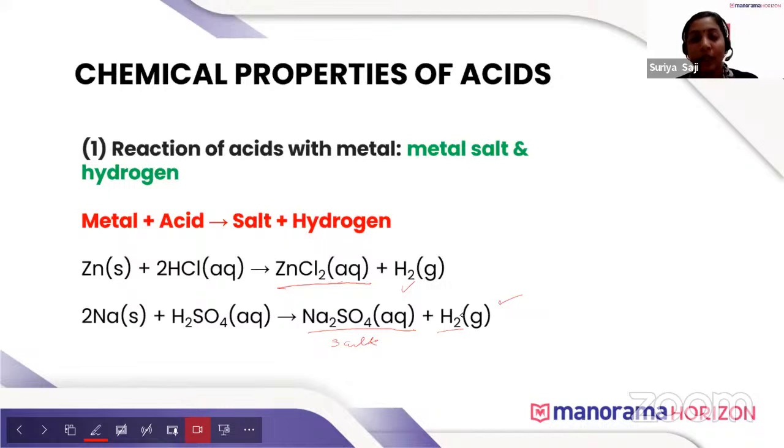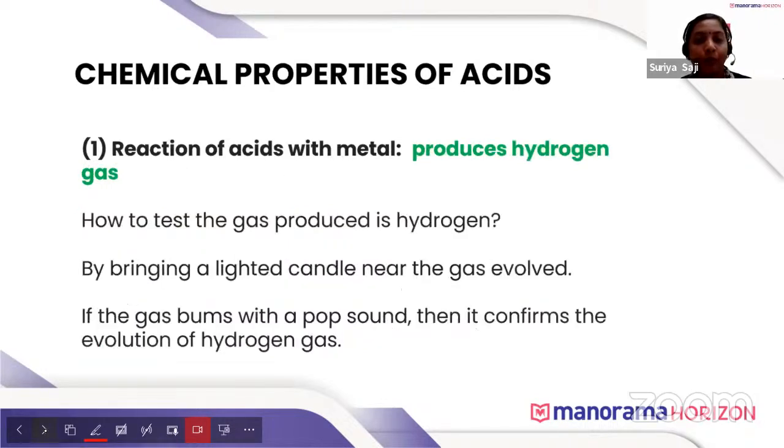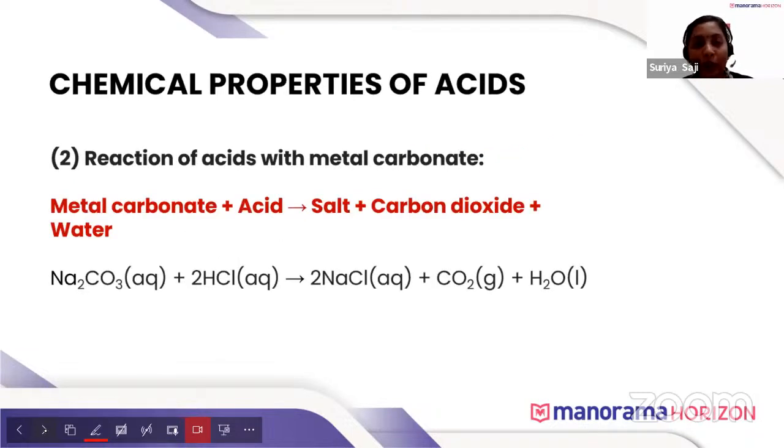So now we will see how we will check whether the gas formed is hydrogen or not. We'll bring a lighted candle near the gas evolved. If the gas burns with a pop sound, then it confirms the evolution of hydrogen gas. Then the second chemical property is the reaction of acids with metal carbonates.